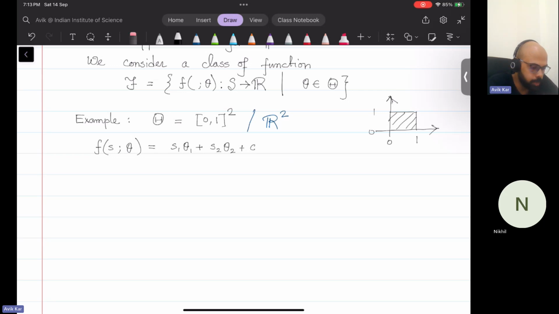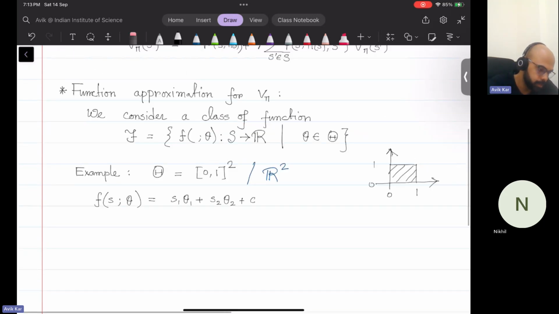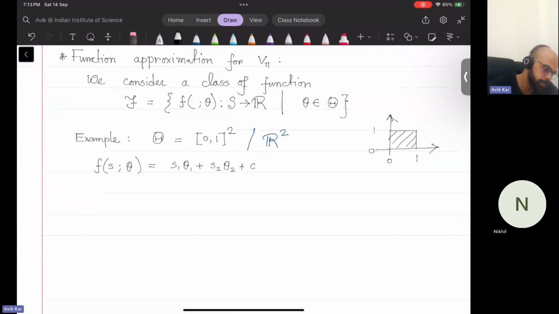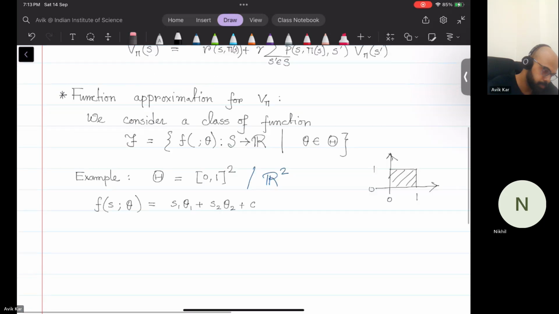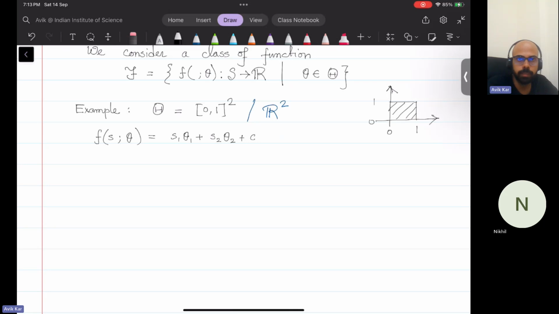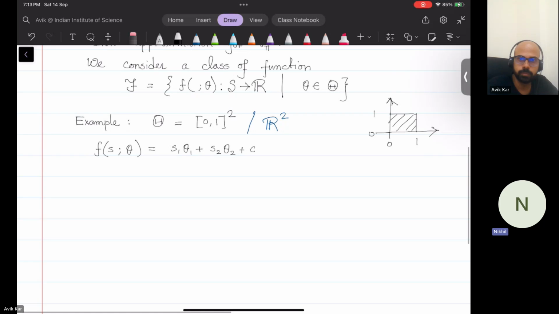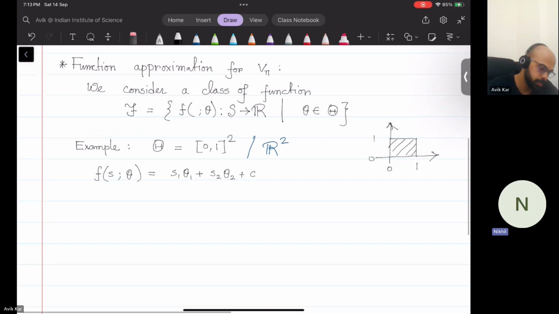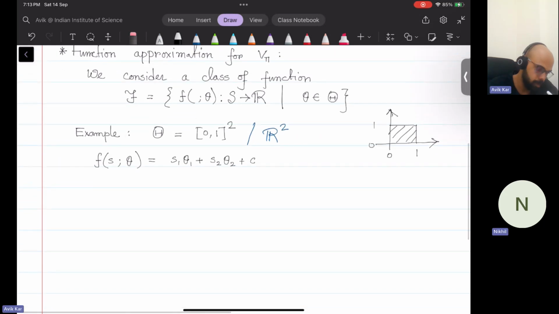Okay, so this is an example of how parameterization is done. Here I am also considering that S, the state space, is two-dimensional. So there is S1 and S2. This is the parameterization of V of S. So F of S, we are actually approximating V of S, yes, V pi.